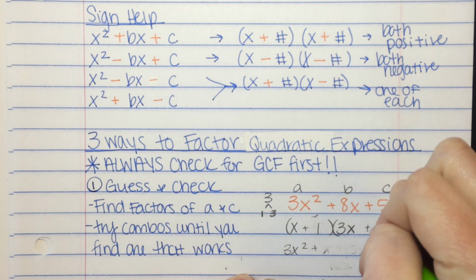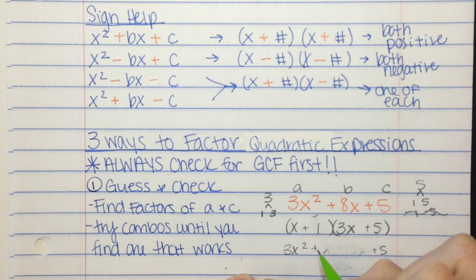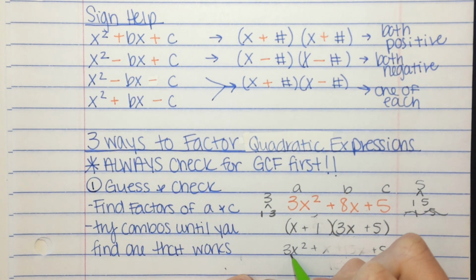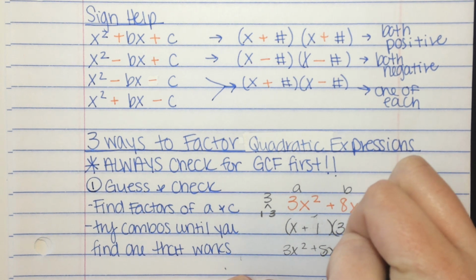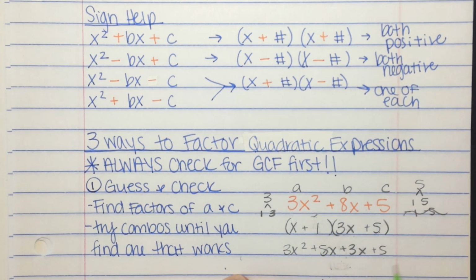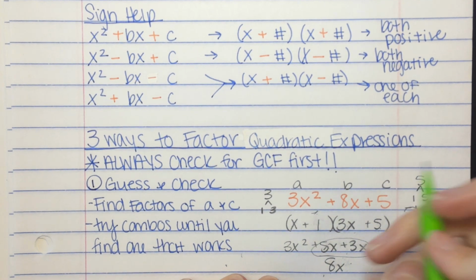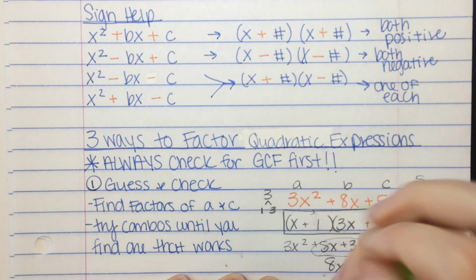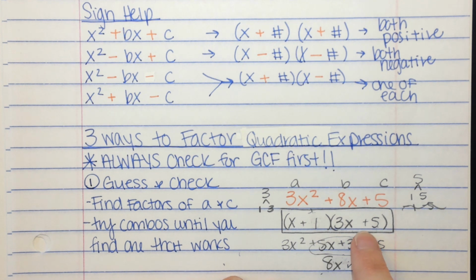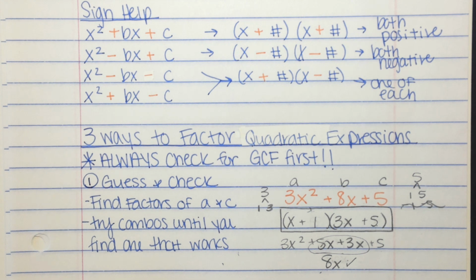What about if I put 1 and a 5? Let's try that one. So x times 3x is still 3x squared. X times 5 is 5x. 1 times 3x is 3x, and we know 1 times 5 is still 5. If I combine my middle terms now, I get 8x. Is that what I wanted? Yes. So this is my final answer. We have the quantity x plus 1 times the quantity 3x plus 5. And that's how guess and check works.